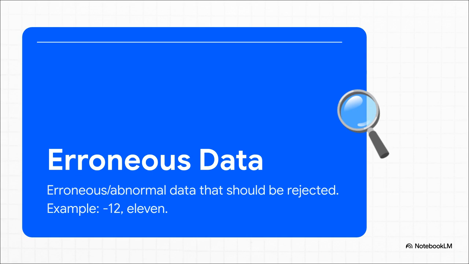Let's start with erroneous data. Think of this as feeding the algorithm total junk, just to see what happens. Our flowchart expects numbers, right? So what if we gave it the word "eleven"? A really well-built algorithm should reject that gracefully, not just crash and burn. This is how you test its error handling.